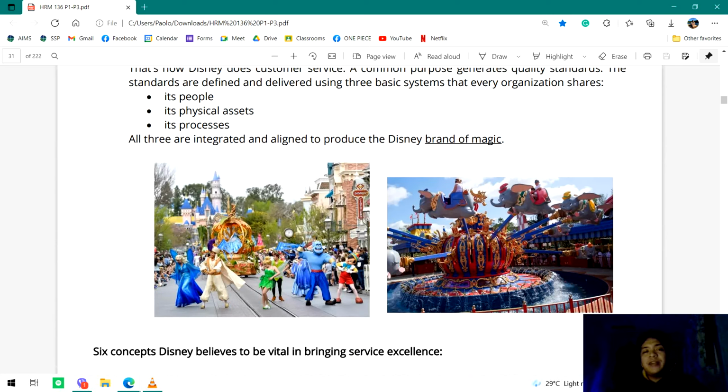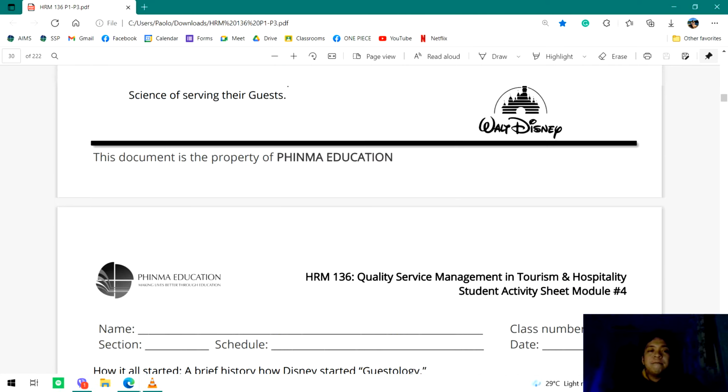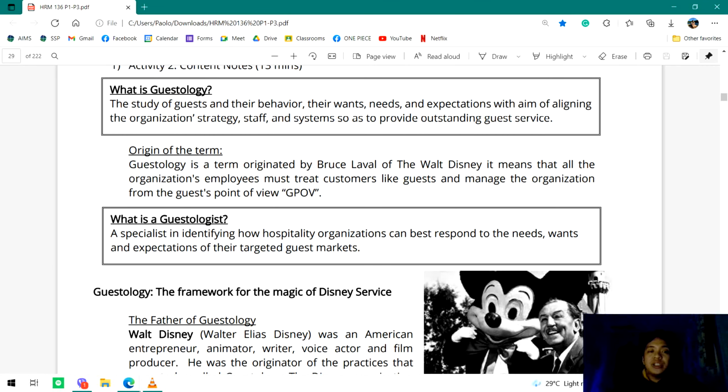So, at the end of the day, this module really focuses on guestology. And guestology is the study of guests and their behavior, their wants, needs, and expectations with the aim of aligning the organization's strategy, staff, and system so as to provide outstanding guest service. So you will study the flow of your guests, you will study the needs and wants, the behavior, and then you will apply those data.